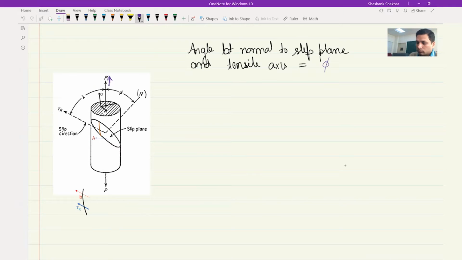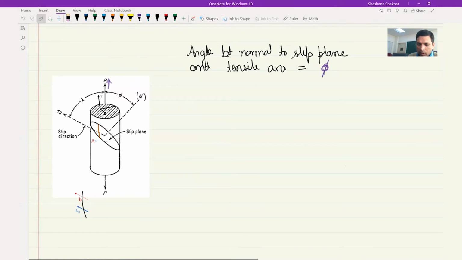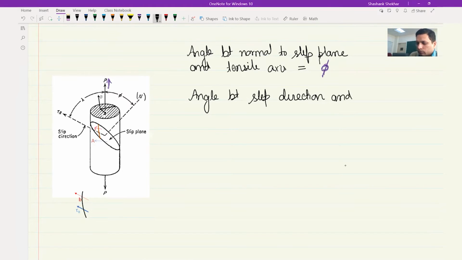Then the angle between the slip direction and the tensile axis. Let's say this is the slip direction, meaning the Burgers vector is oriented somewhere over here. That will define the slip direction. So we want to know the angle between the slip direction and the tensile axis. This is the tensile axis. This is the direction of the slip or the Burgers vector, which is where the resolved shear stress must act. And this is given by this angle lambda. Now, if we know these two angles, we know a lot of information.